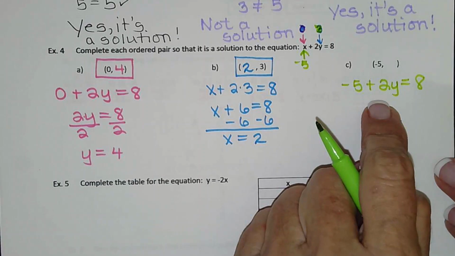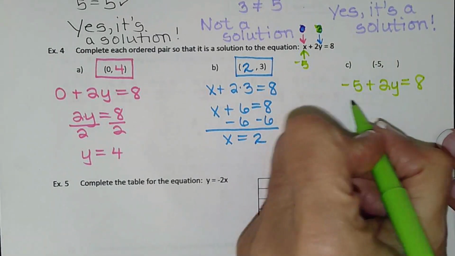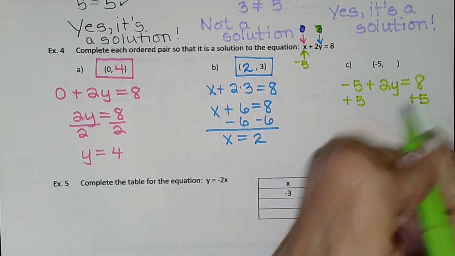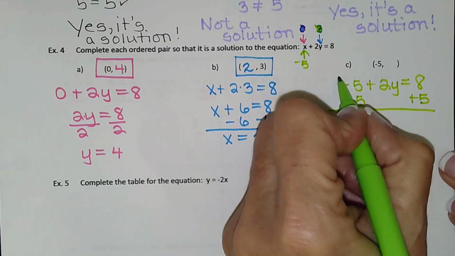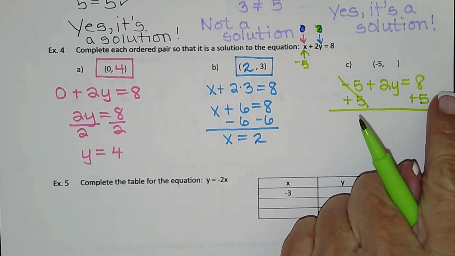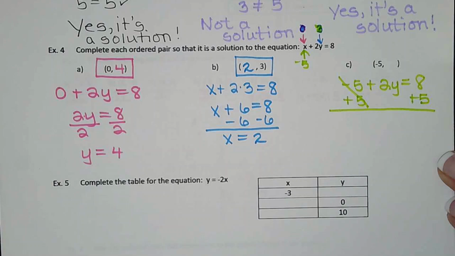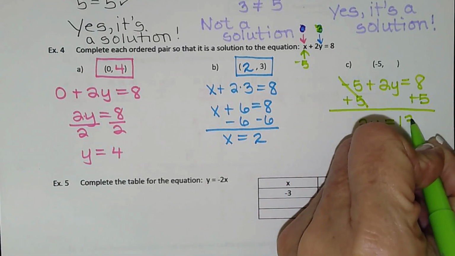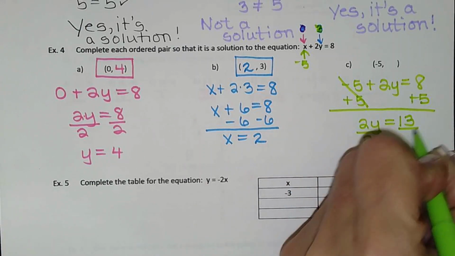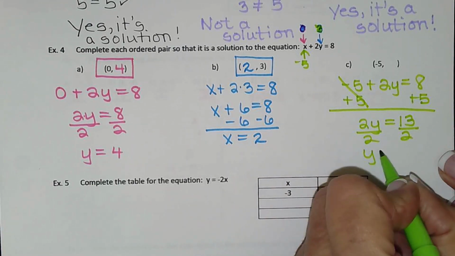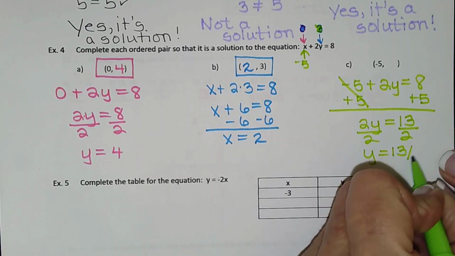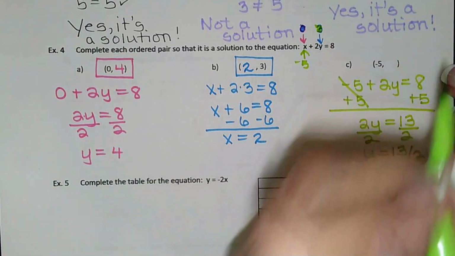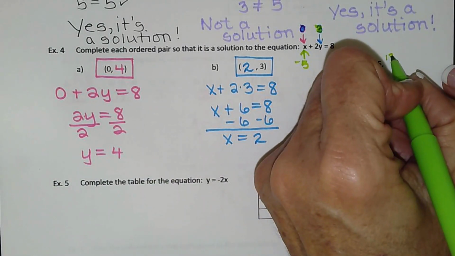So in order to get y alone, we have to do the opposite, which is add 5, because we need anything without a variable over on the right side. And then we get 2y equals 13. Divide by 2, divide by 2. Y is 13 halves. And if they don't tell you to write it as a decimal, don't, just keep it. So 13 halves is our y.